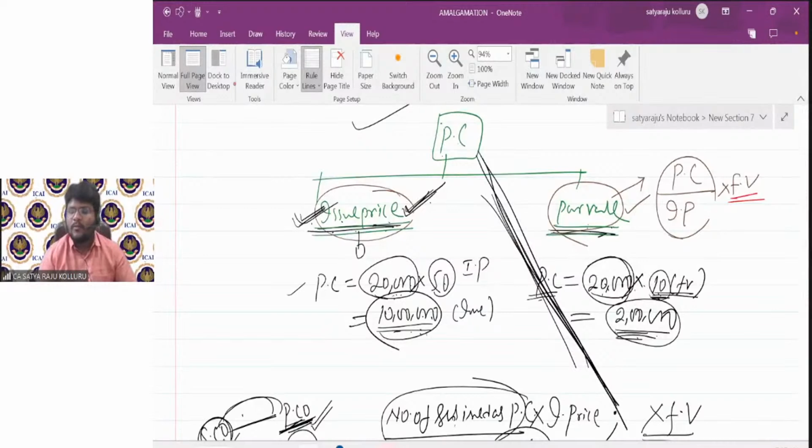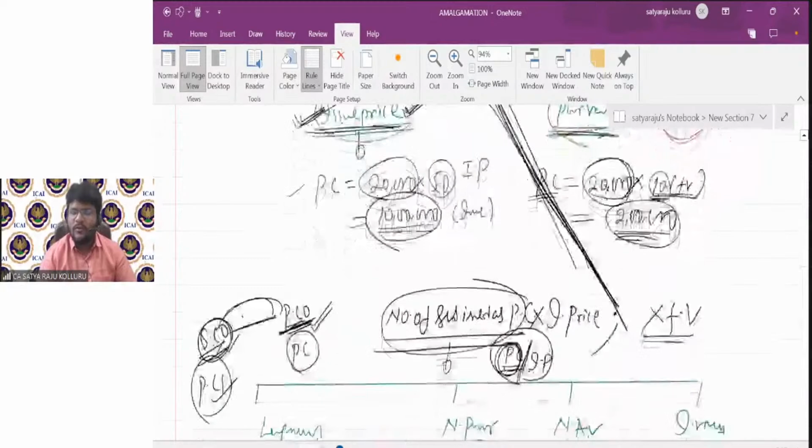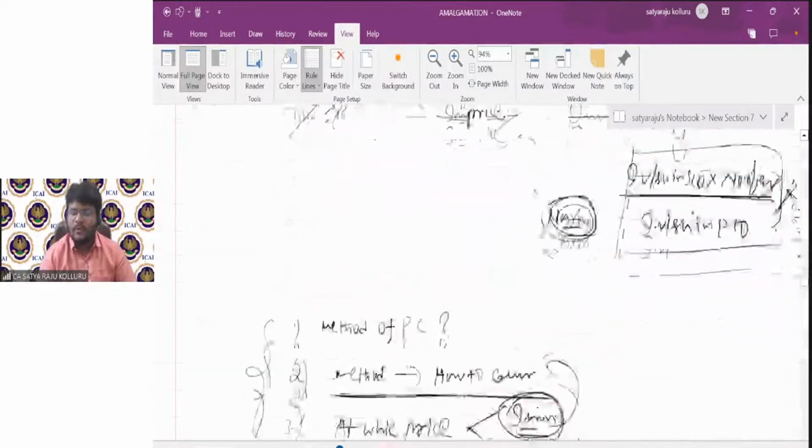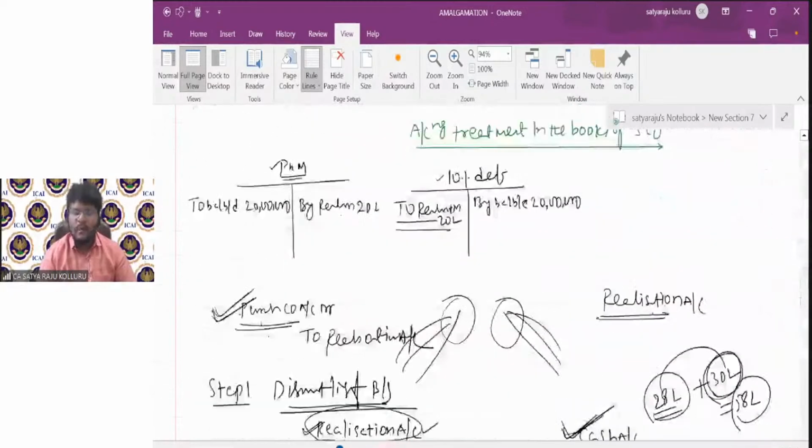Sir, how will you get the number of shares issued as PC? That is total PC divided by the issue price by the purchasing company. If you know that, then you will get the number of shares issued as PC. If you multiply the number of shares issued as PC with face value, then you will get PC recorded at par value. Next, after that, we continued our journey with respect to accounting treatment in the books of selling company.